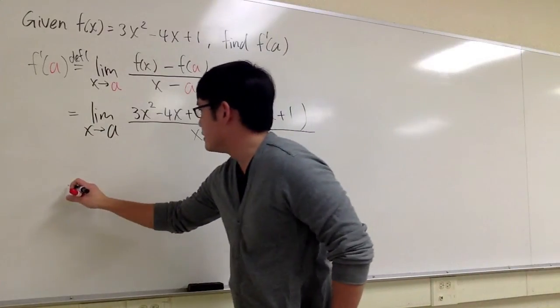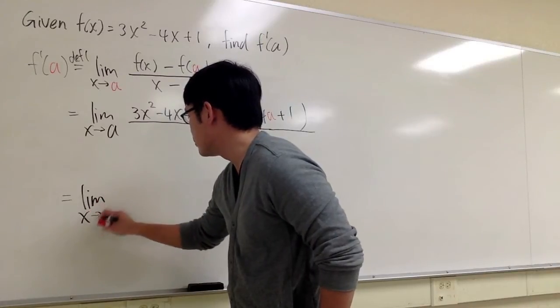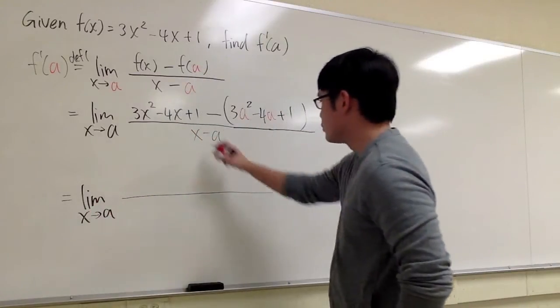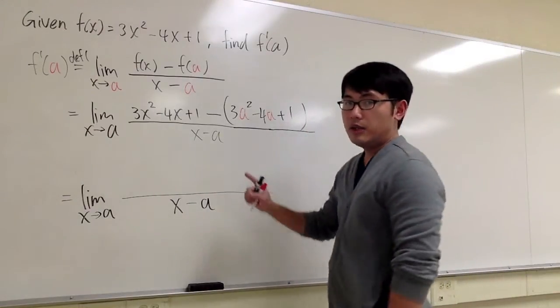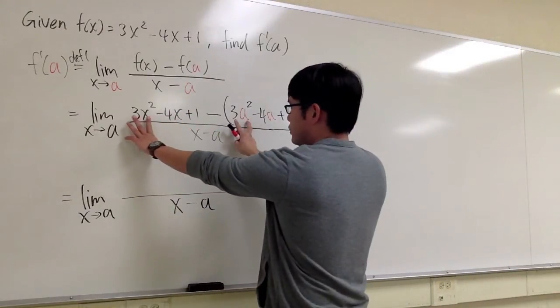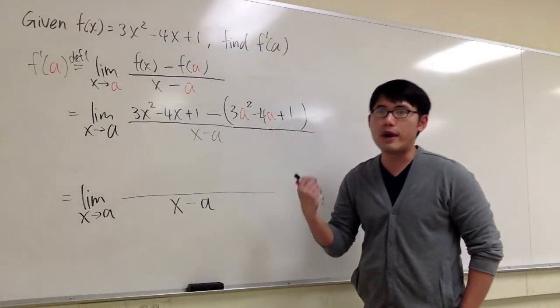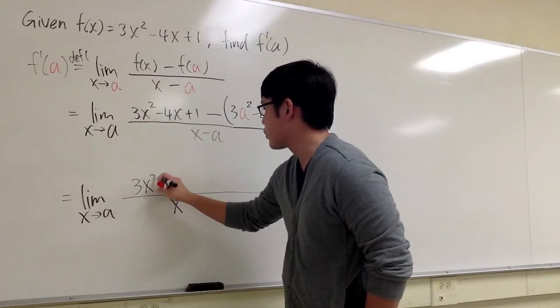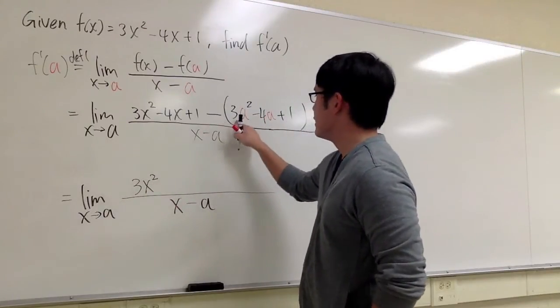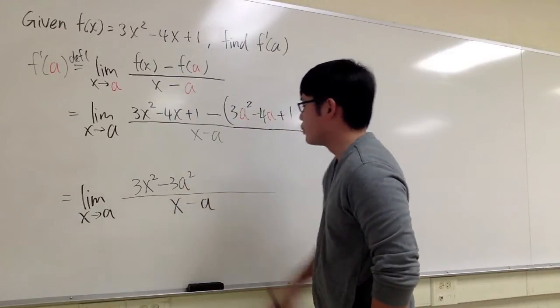Next, this is what we are going to do. This is still the limit when x is approaching a. And let me just write down the denominator, x minus a. The key right here is that I'm going to group these two together, and let me show you how we are going to do it, and I'll tell you why in a minute. So I will write down 3x squared minus 3a squared. Okay, I'll group them together.